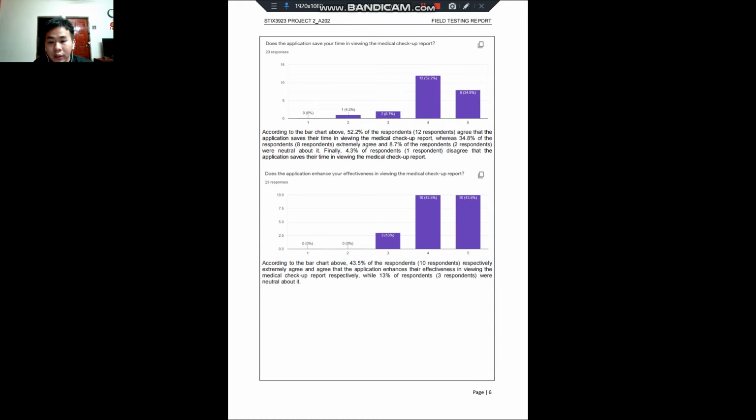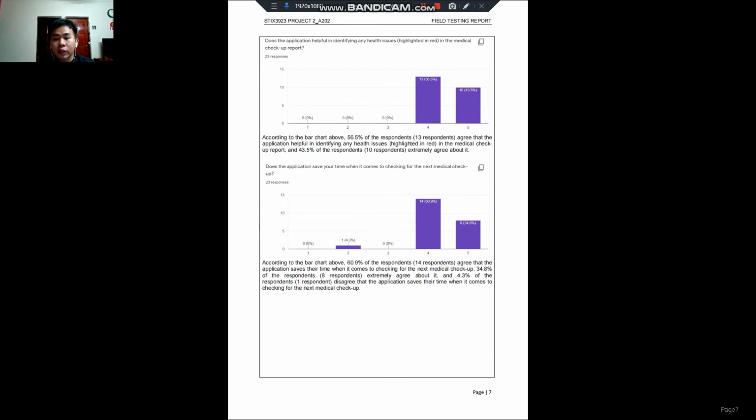Next, we move to the next question, which is, does the application enhance your effectiveness in viewing the medical checkup reports? 10 respondents agree, 10 respondents extremely agree, and 3 respondents neutral about it. So next, for the question, is the application helpful in identifying any health issue in the medical checkup reports? 13 respondents agree, 10 respondents extremely agree.